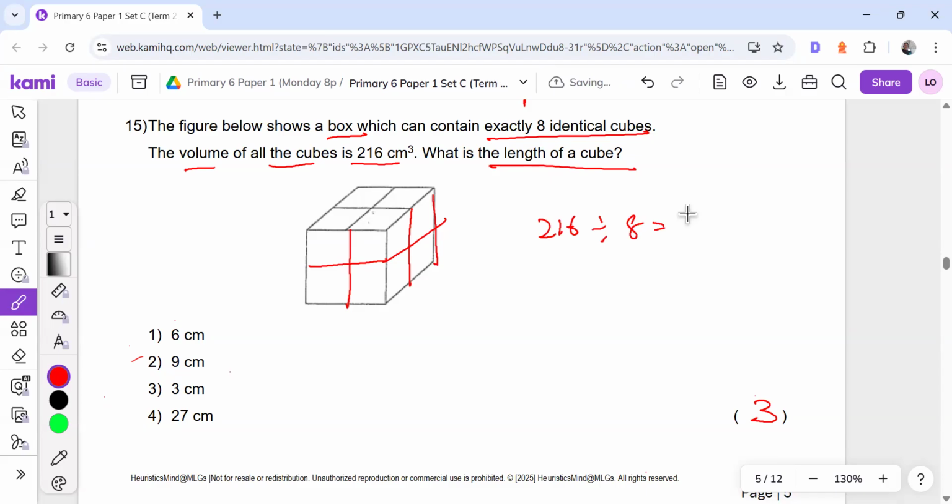So you go and do your working. I'm not going to do the working because I have to do it faster using a calculator. So you do your dividing. Make sure you don't use a calculator. So the volume of one cube is 27 cm cube.